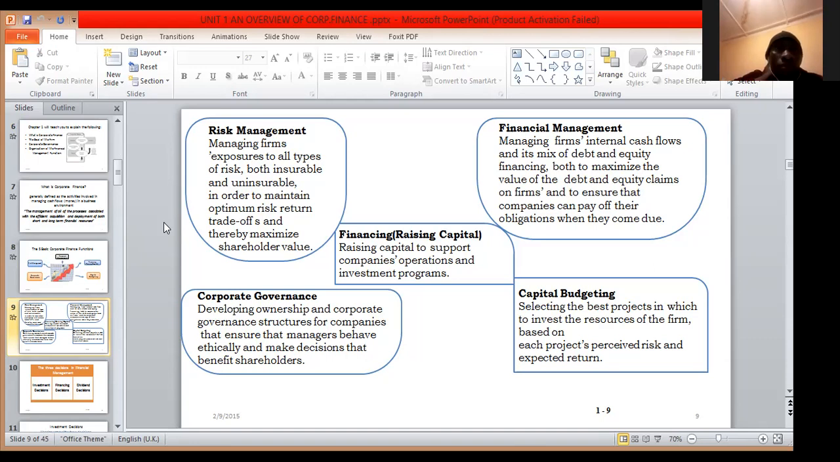If you are dealing in a certain type of business, it doesn't mean everyone in business is exposed to the same type of risks. Different types of businesses are exposed to different types of risks. So as a manager, you must be able to know what risks your business is subjected to. That is what is involved in risk management.